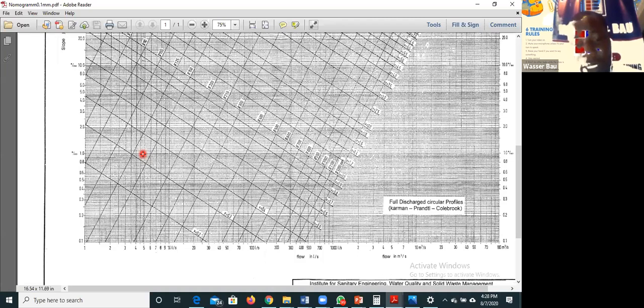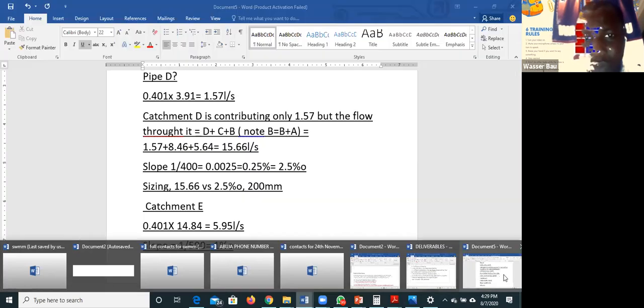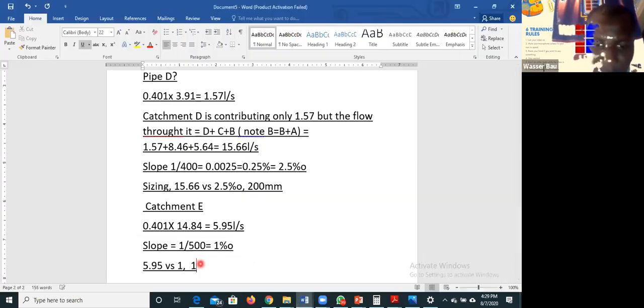The velocity is about 0.03, which is very critical because the optimum is 0.05. If you go down like this, you get the velocity. If you go diagonal, left to right, upwards, you get the pipe size. If you go down this way, you get the velocity. So the pipe size is now 150 mm, and the velocity is 0.4 meter per second.